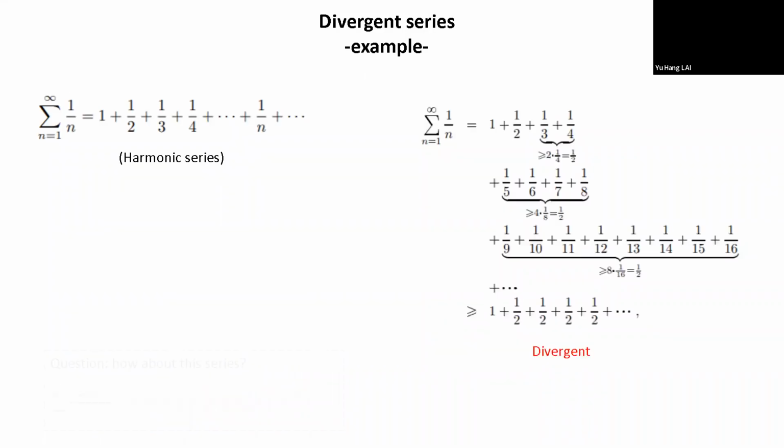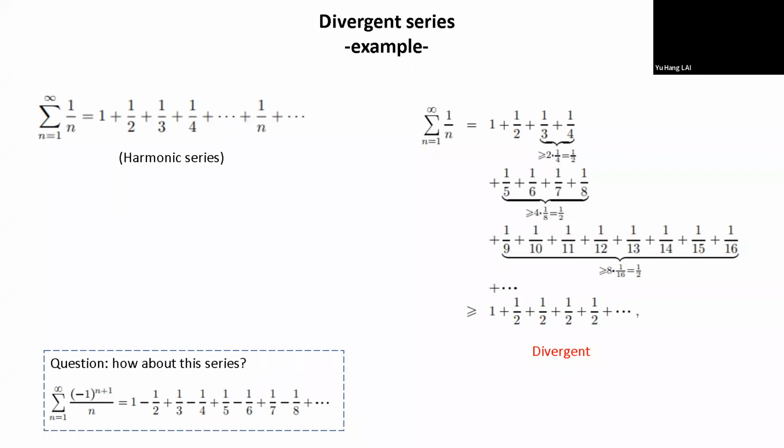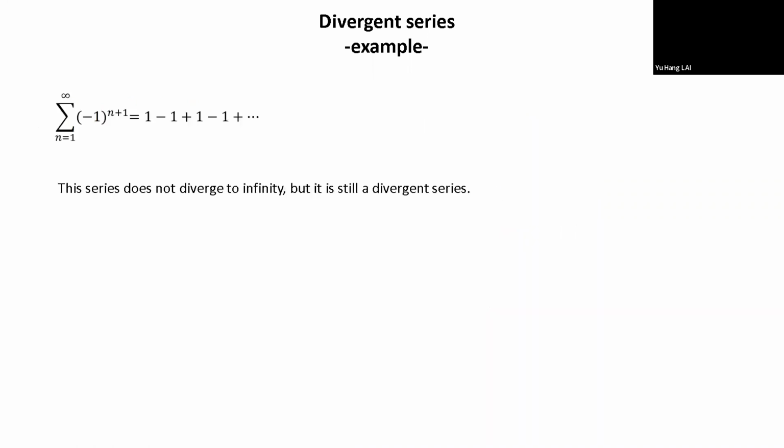Okay, so in this case, divergence means that at the end this number blows up to infinity. But this is not the only type of divergent series. I can also have another case where the series at the end does not go indefinitely big, but still does not converge to one constant. And an example is over here.